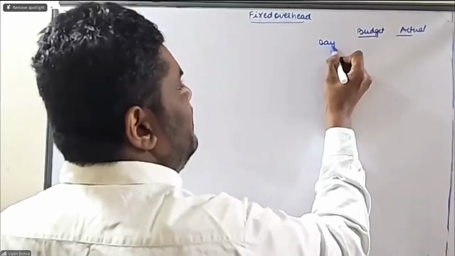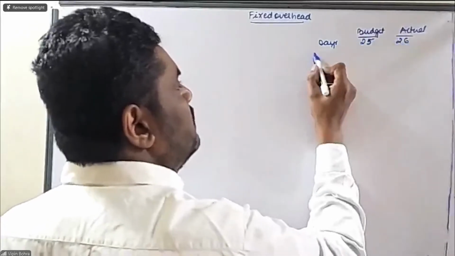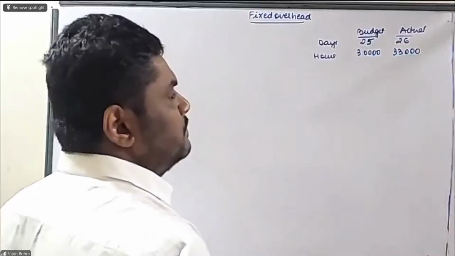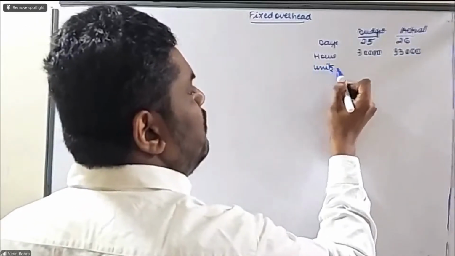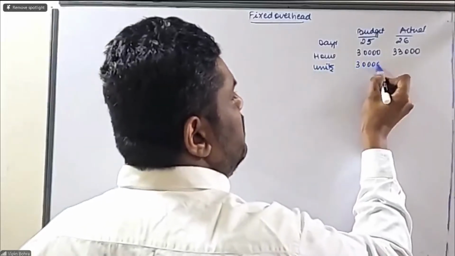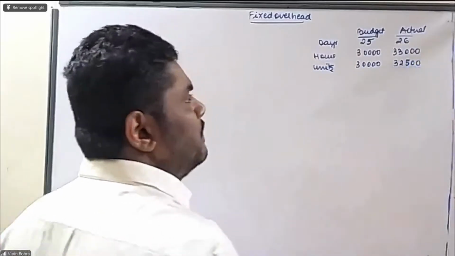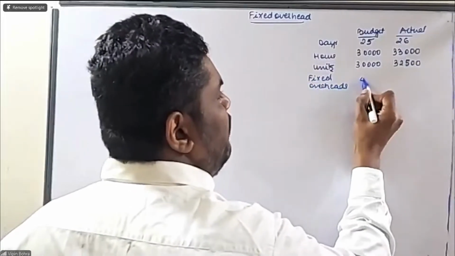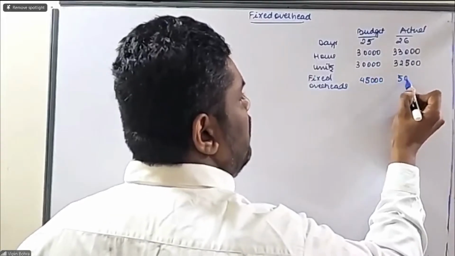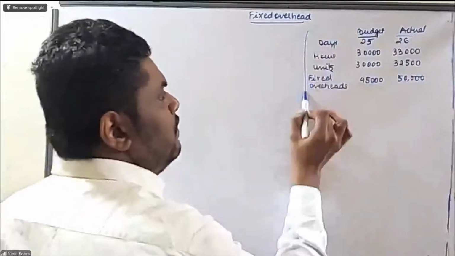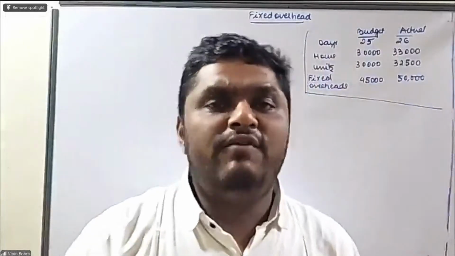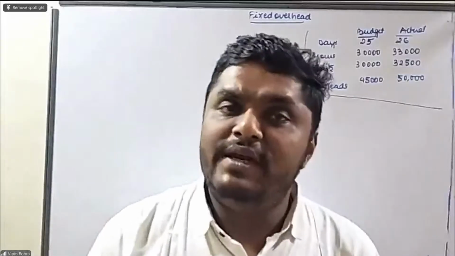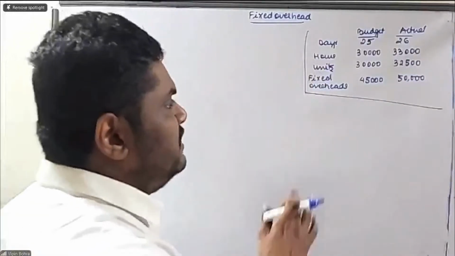So let's say the budgeted days are given 25 and 26. Let's say the hours are given 30,000 and 33,000. Let's say the units are given 30,000 and 32,500. And fixed overheads are given 45,000 and 50,000. In maximum cases, you will find the question in this format only. But if by any chance the question is not in this format, you have to convert it into this format. If the question is given in a paragraph form or in a problematic form, then try to convert the question in this format.